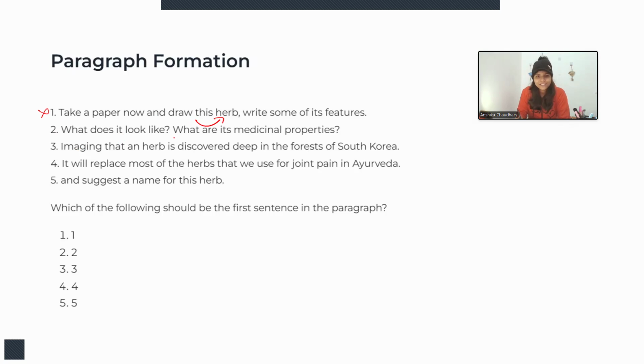Now, what does it look like? What are its medical properties? Again, herb, we are talking about herb medical properties, so again it is not the first statement, right? We have to talk about herb before these both of the statements, right? Now, imagine that an herb is discovered deep in the forest of South Korea. So it can be the first statement. So let's mark it out.